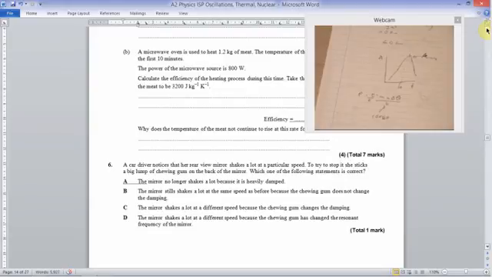The mirror shakes a lot at a different speed because the chewing gum has changed the damping, or the mirror shakes a lot at a different speed because the chewing gum has changed the resonant frequency of the mirror. Well, what it's actually done is it's changed the mass, and if it's changing the mass, it changes the time period. If it changes the time period, it's going to change the frequency. So it's changing the natural frequency, the resonant frequency, because it's changed the mass. So the answer to that question is D.